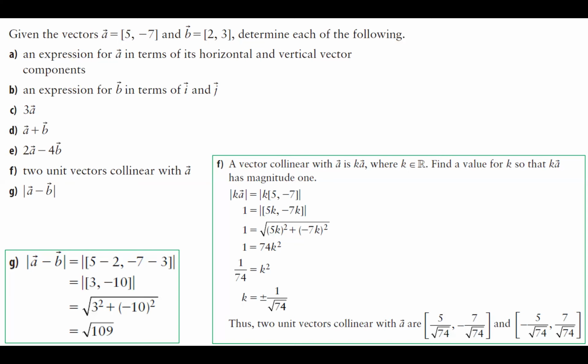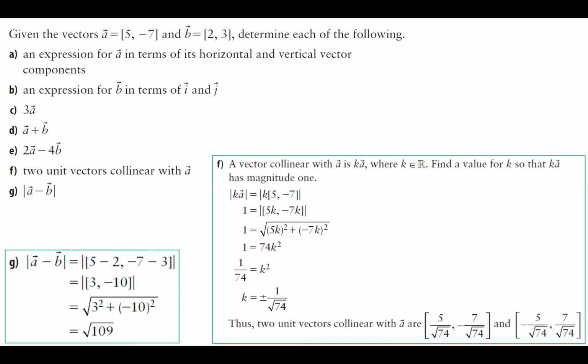Thus, two unit vectors collinear with A are either (5 over square root of 74, -7 over square root of 74), or (-5 over square root of 74, 7 over square root of 74). Any questions? Okay, then last question, G.